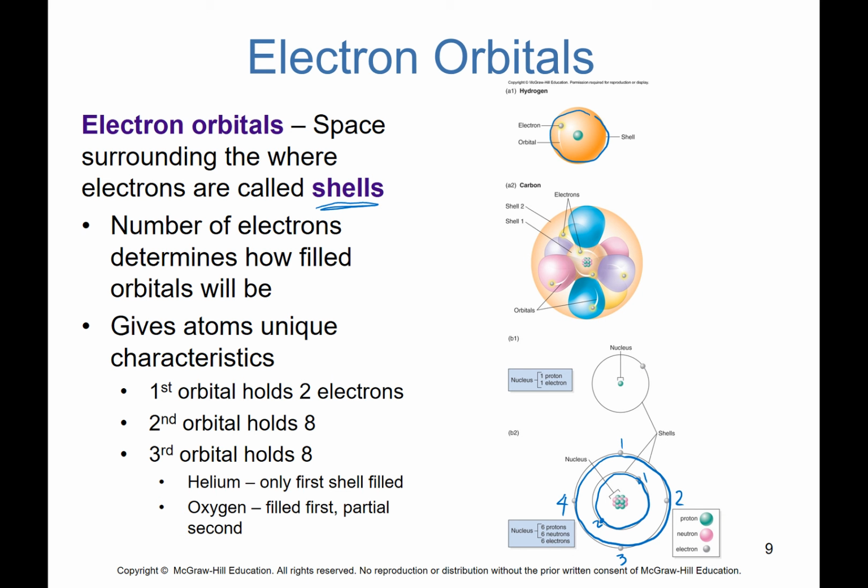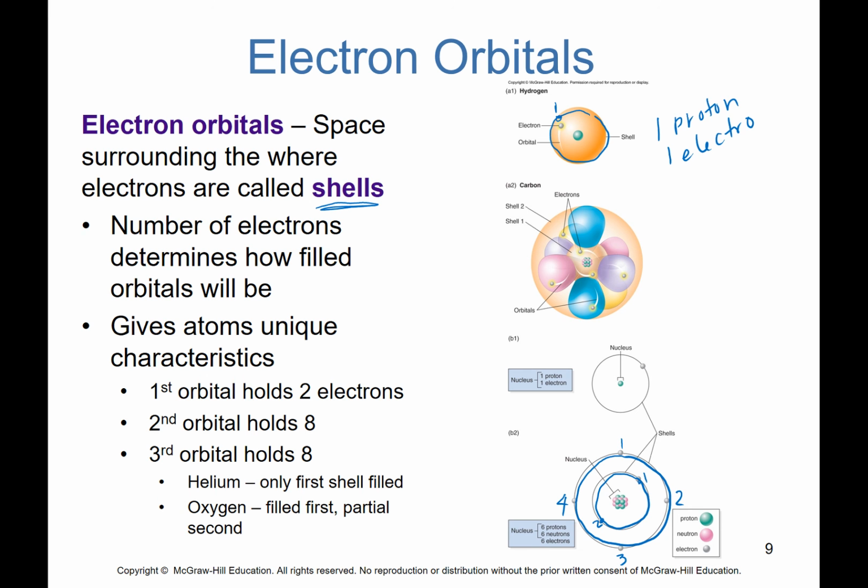So when we look at something like hydrogen, hydrogen has 1 proton and 1 electron. It actually has no neutrons whatsoever. So it has a partially filled outer shell. It only has 1 electron in that outer shell. Oxygen has a fully filled first shell and a partially filled second.